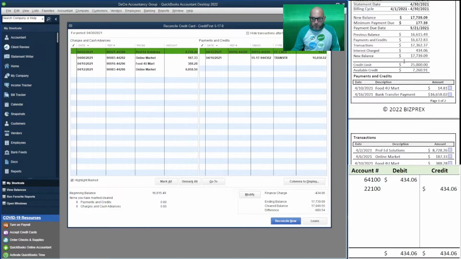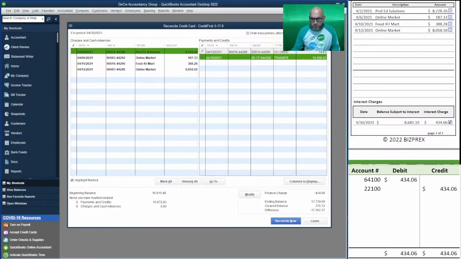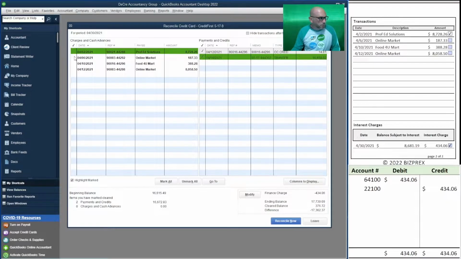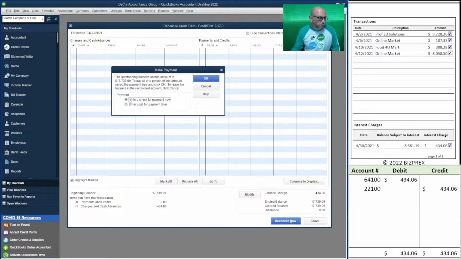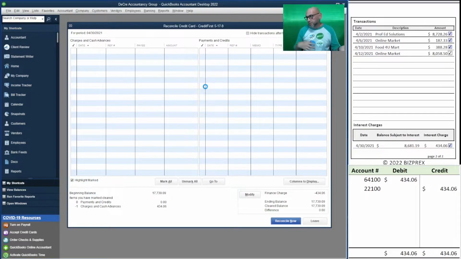All right, so what do we have? We have the return. That's right here. That's good. We have the payment. That's good. What else? We have the purchases. Voila, we're at zero. That's what we want. Reconciliation is successful. Reconcile now. Later, no. Because we're ready to continue.